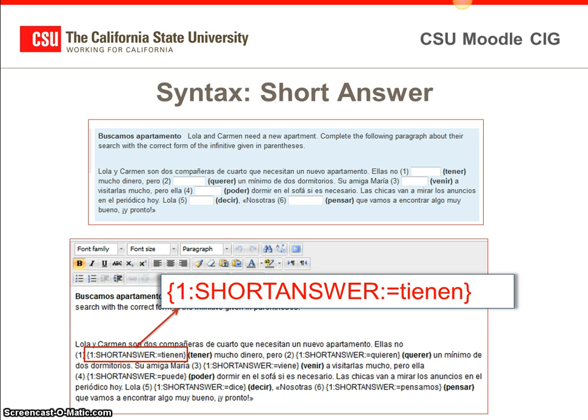The question type is preceded and followed by a colon and has to be typed in capital letters. There are abbreviations for the question types. I think SA is the abbreviation for short answer. And then the correct answer is always preceded by an equal sign.